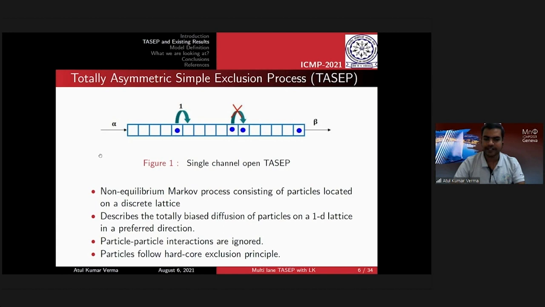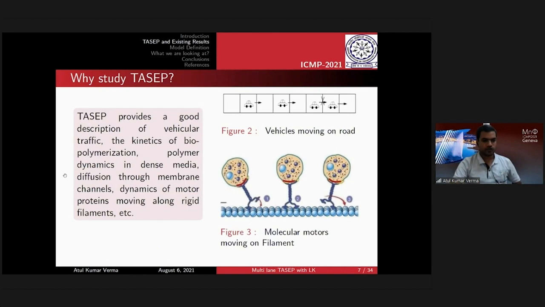So how is this used and why is it so important? Firstly, this model was given by MacDonald in 1968. Since then, we have been using it to analyze non-equilibrium transport processes. This model is not only good for transport processes, but it also handles many other non-equilibrium systems, like regular traffic, kinetics of polymerization, polymer dynamics in dense media, diffusion in channels, and motion of motor proteins in a biological cell. These are two different examples. One is vehicles moving on a road, which we can mimic with this model.